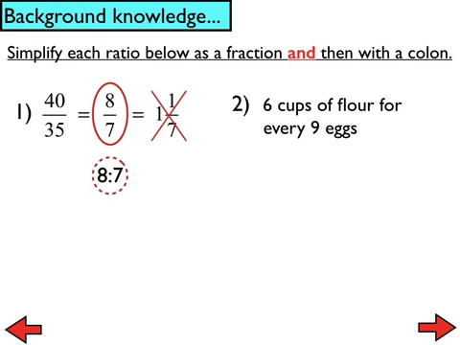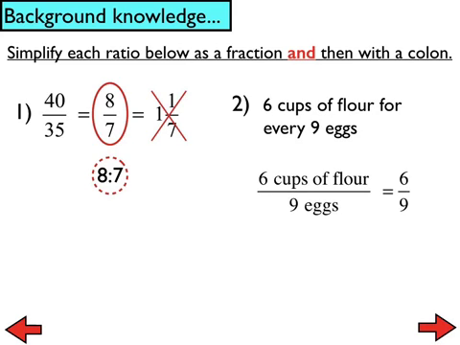Here's another example. 6 cups of flour to every 9 eggs. If I write that as a ratio, I can get rid of the units. And again, you can write it with a colon or as a fraction.